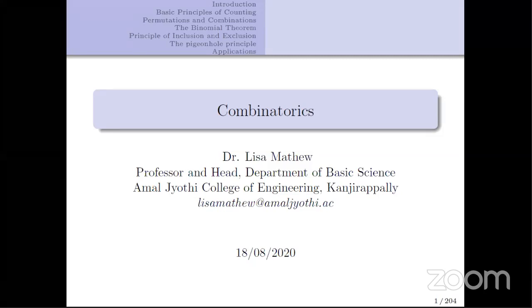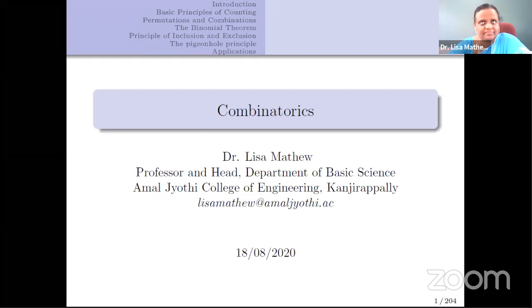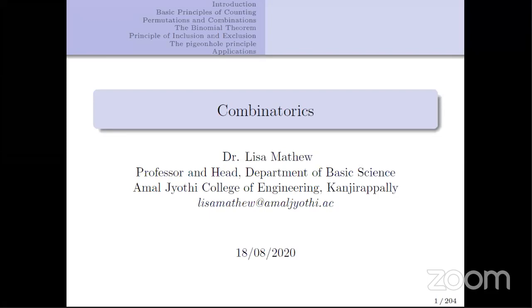Today's topic is Combinatorics, which is presented by Dr. Lisa Mathew. Dr. Lisa Mathew is working as a professor, head of department of basic science in Amal Jyoti College of Engineering, Kanirapalli, Kottayam. She has obtained PhD, MPhil, and MSc from Madras University. She has published 10 journals and attended 20 seminars and conferences. She has served in many engineering colleges in Kerala and has worked as research fellow in projects sponsored by Fujitsu Laboratories Limited, Indo-French Center for the Promotion of Advanced Research and Board of Research in Nuclear Sciences.